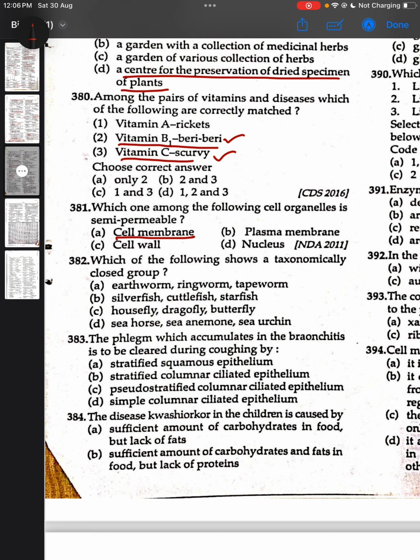Which one of the following shows a taxonomically closed group? It is housefly, dragonfly and butterfly. The mucus which accumulates in bronchitis is to be cleared during coughing by pseudostratified columnar ciliated epithelium. The disease kwashiorkor in children is caused by a sufficient amount of carbohydrate and fats in food but lack of protein.